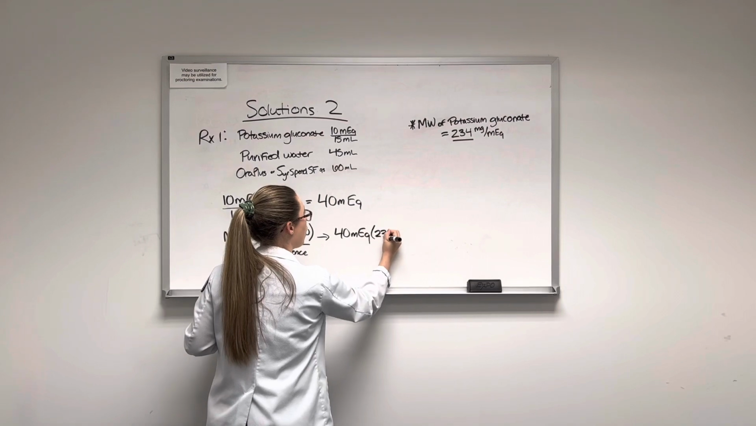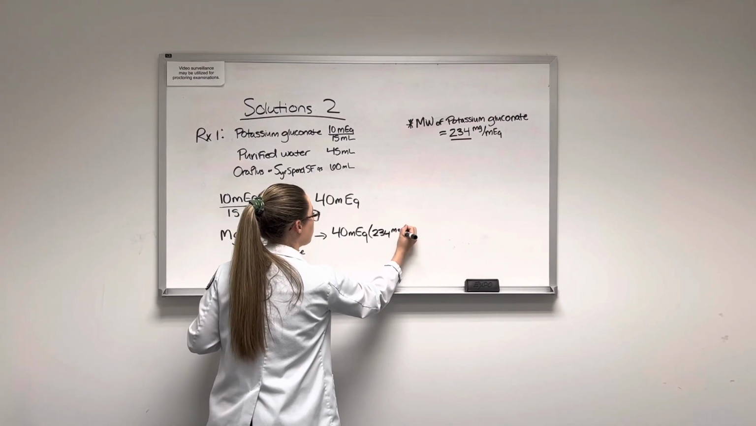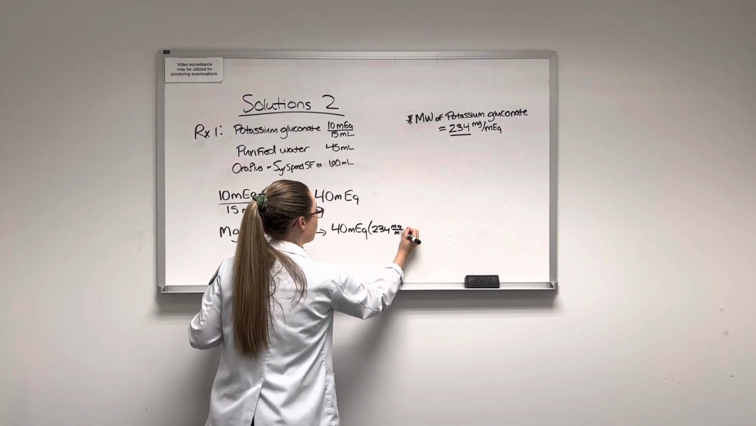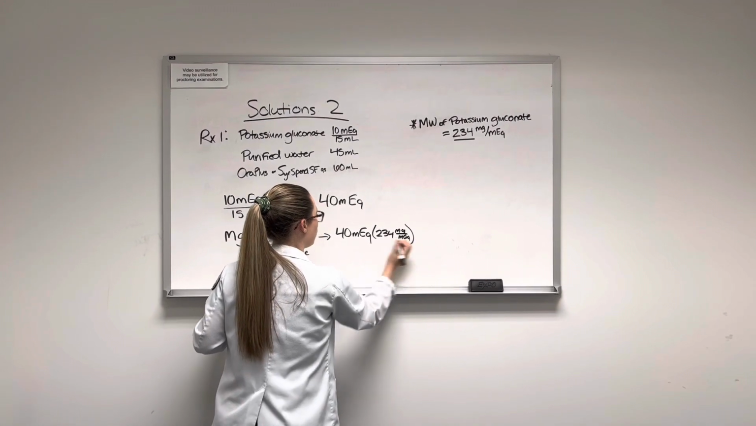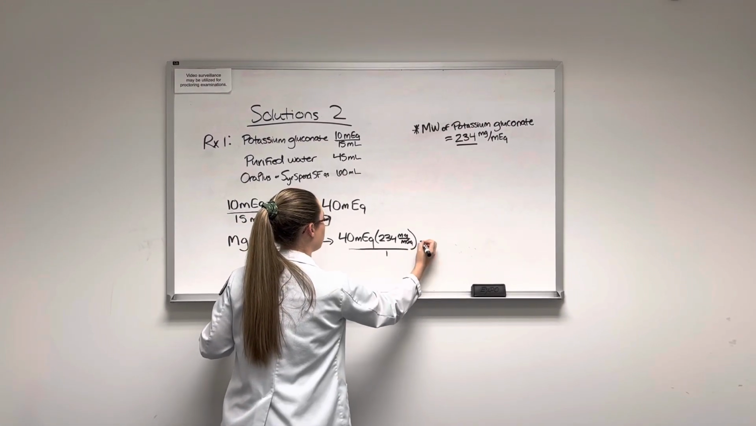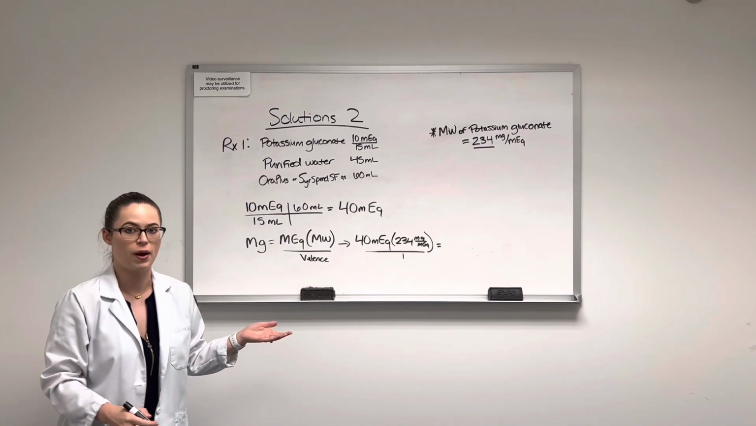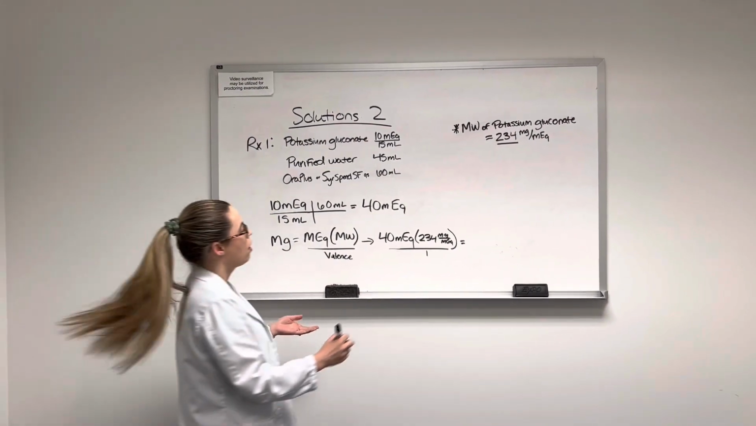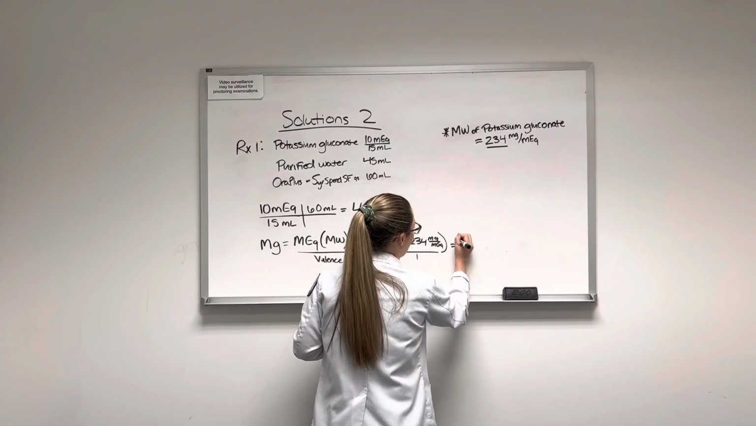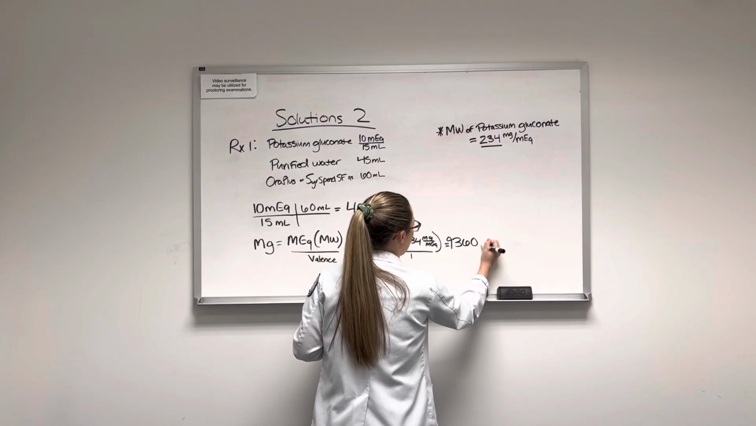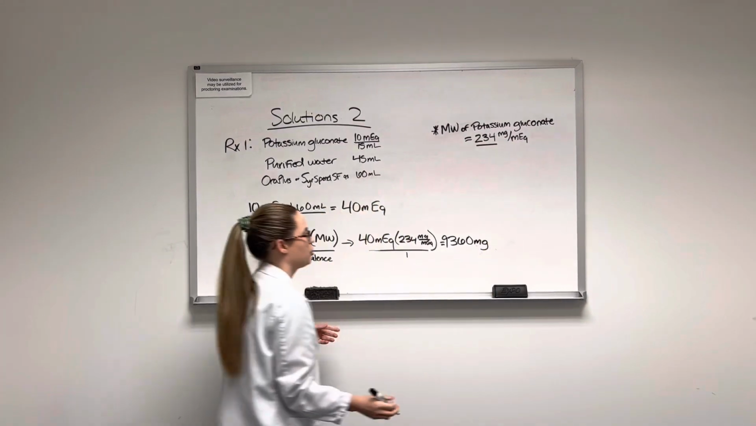multiplied by our 234 and divide by 1. This will give you the total mass of potassium gluconate you will need to weigh out in the solution, or 9,360 milligrams of potassium gluconate.